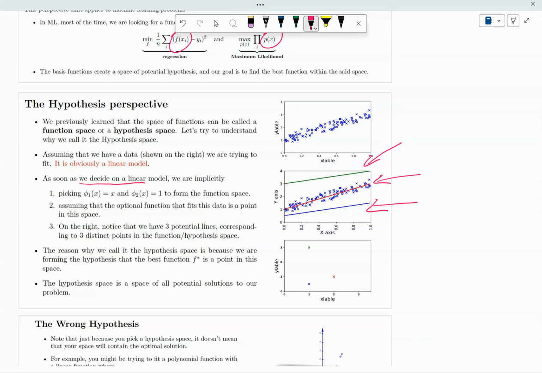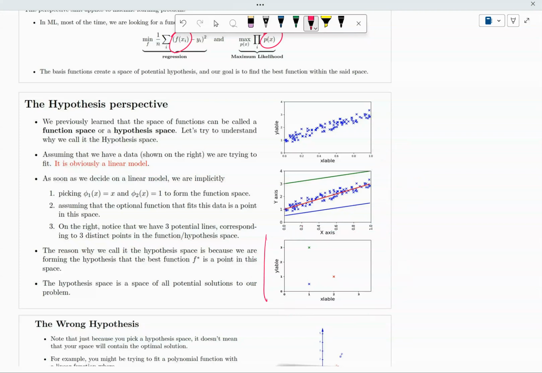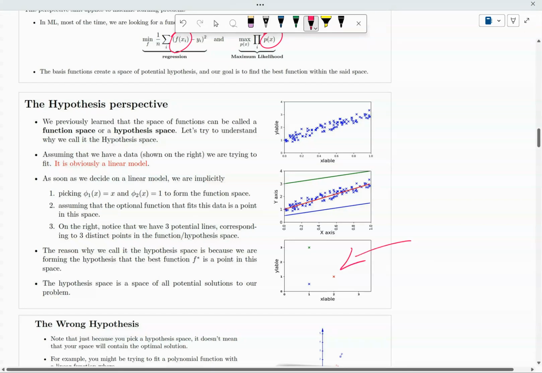As soon as we decide that it's a linear model, what we're implicitly forming is this 2D space. And this 2D space is the hypothesis we form, which is saying that the true function is somewhere within this space. Therefore, this is the hypothesis space. We created this space saying that the true function is somewhere here. So the green line is here, and obviously the green line would be a wrong solution. The red line would be the right solution. So it is correct that the red line is within the hypothesis space.